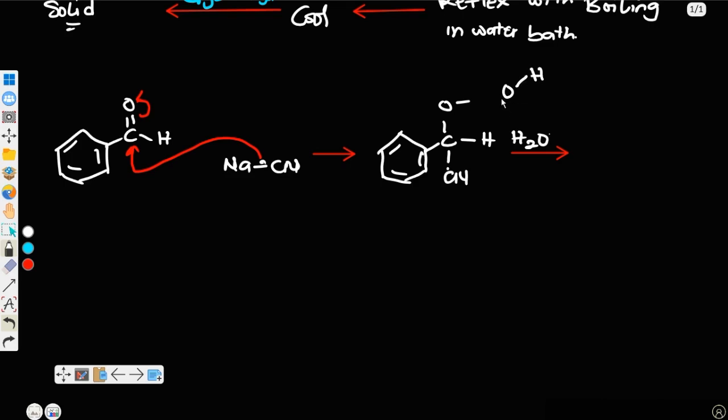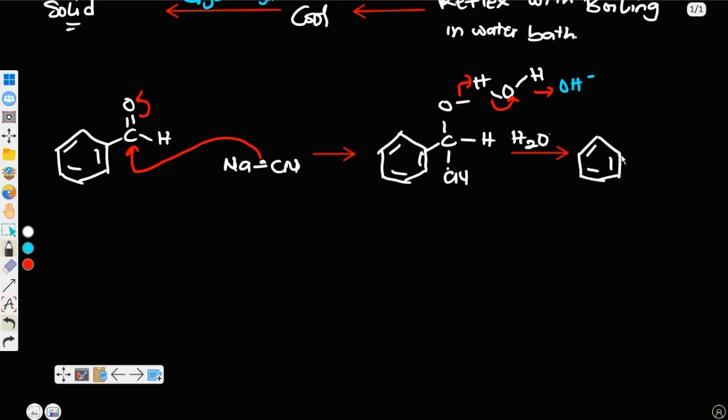Now H2O, you can write it as something like this: O, H, H. You see it's written as H2O. Because of this negative charge here, you can abstract a proton from this, and then this one packs to form what? This is now going to form OH minus. So what are you going to form here?